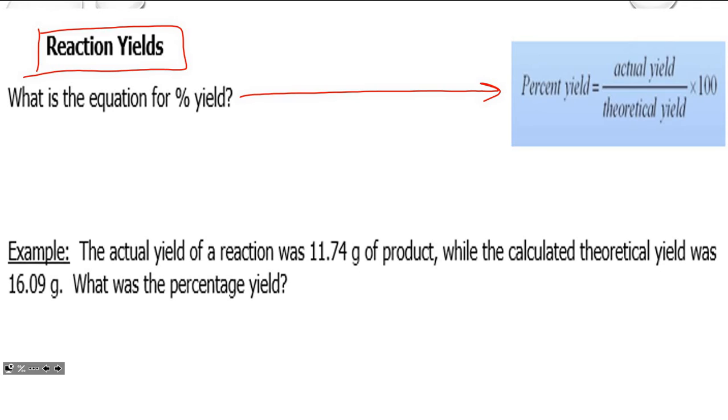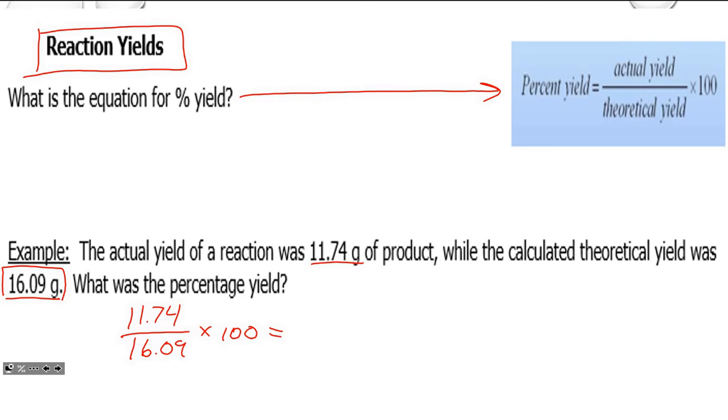An actual yield of a reaction is this. So that's my score on the test. While the calculated yield was this, what's the percentage yield? This is simple, right? 11.74 divided by 16.09. We're going to times it by 100, and we find out what our percent yield is. This should be simple. As long as you know how to calculate your percent on a test, you know how to do this. Now, a lot of times they don't give you the theoretical yield. You have to figure it out, like what we've been doing before. And then they'll tell you, this was my yield. What's my percent? So you're going to have to figure out this number right here by using that stoichiometry.